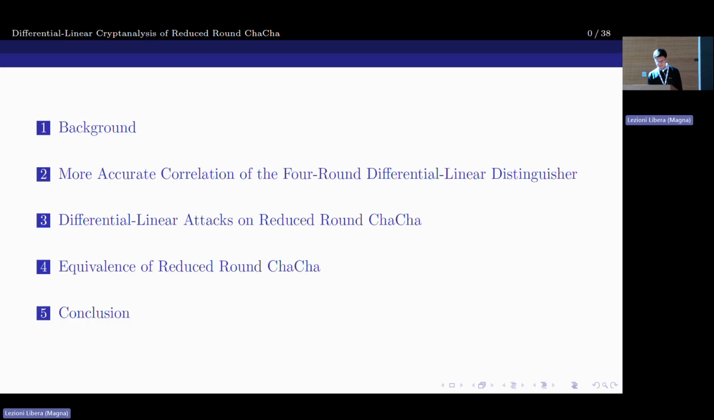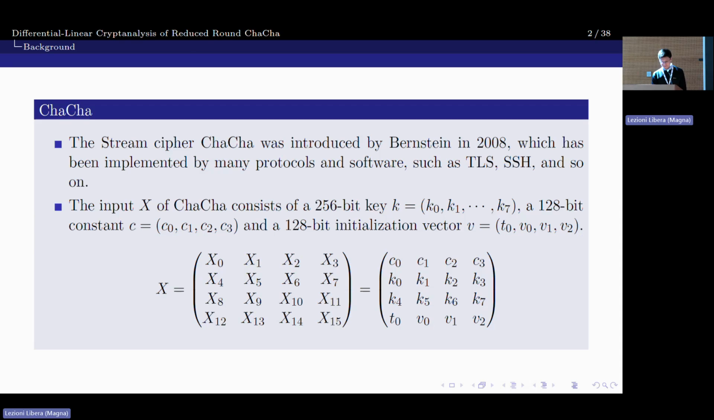First, let's recall the background. The stream cipher ChaCha was introduced by Bernstein in 2008, and is applied by many protocols in software, such as TLS, SSH, and so on. The input X is a matrix consisting of the key, constants, and IV. The first row is the constant. The middle two rows are the key, and the last row is the IV vector.